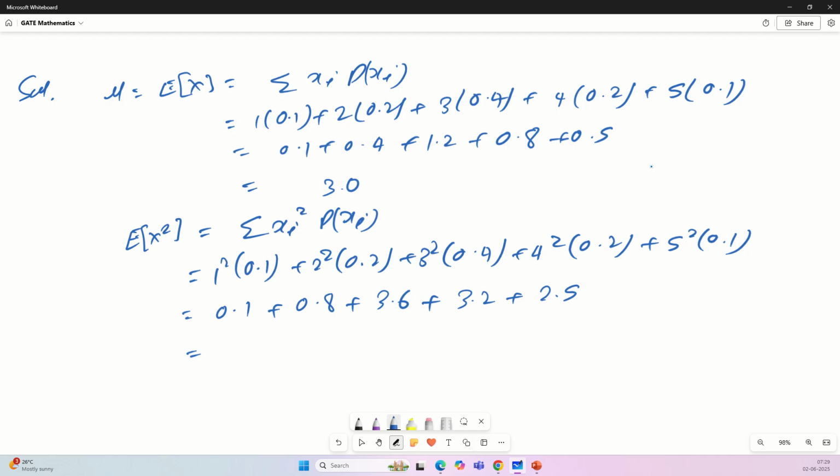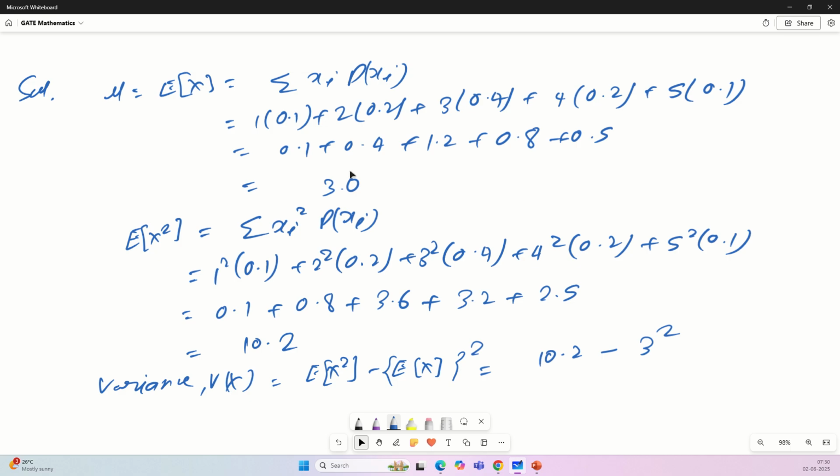Now if you add them up, how much is it going to come? It comes to 10.2. Now what will be the variance? My V of X is going to be equal to expectation of X square minus expectation of X whole square. So that is going to give me 10.2 minus 3 square, because 3 is the expectation. So this is 10.2 minus 9, that is going to come up as 1.2.